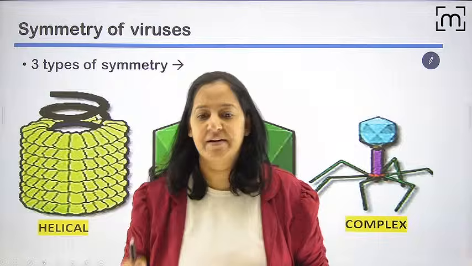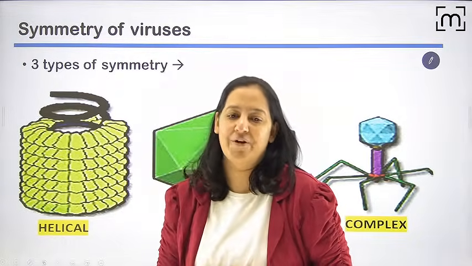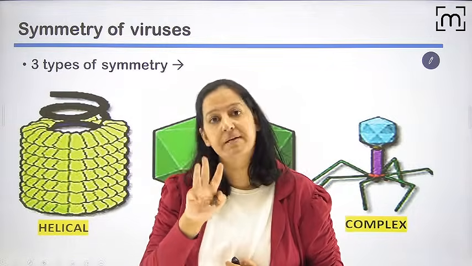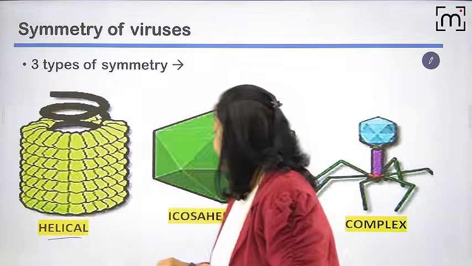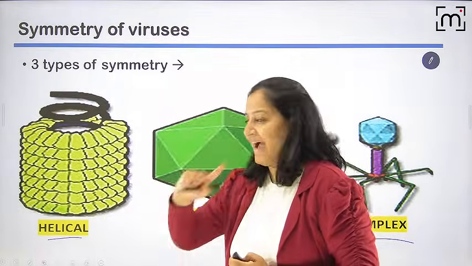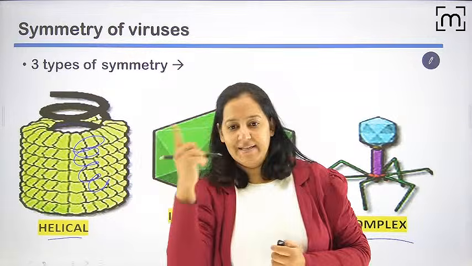The last concept here is the symmetry of the viruses. Viruses have one of the 3 types of symmetry: either helical symmetry, or icosahedral symmetry, or complex symmetry. What is helical? Helical is like a corkscrew. Can you see? It's like a corkscrew, like this.